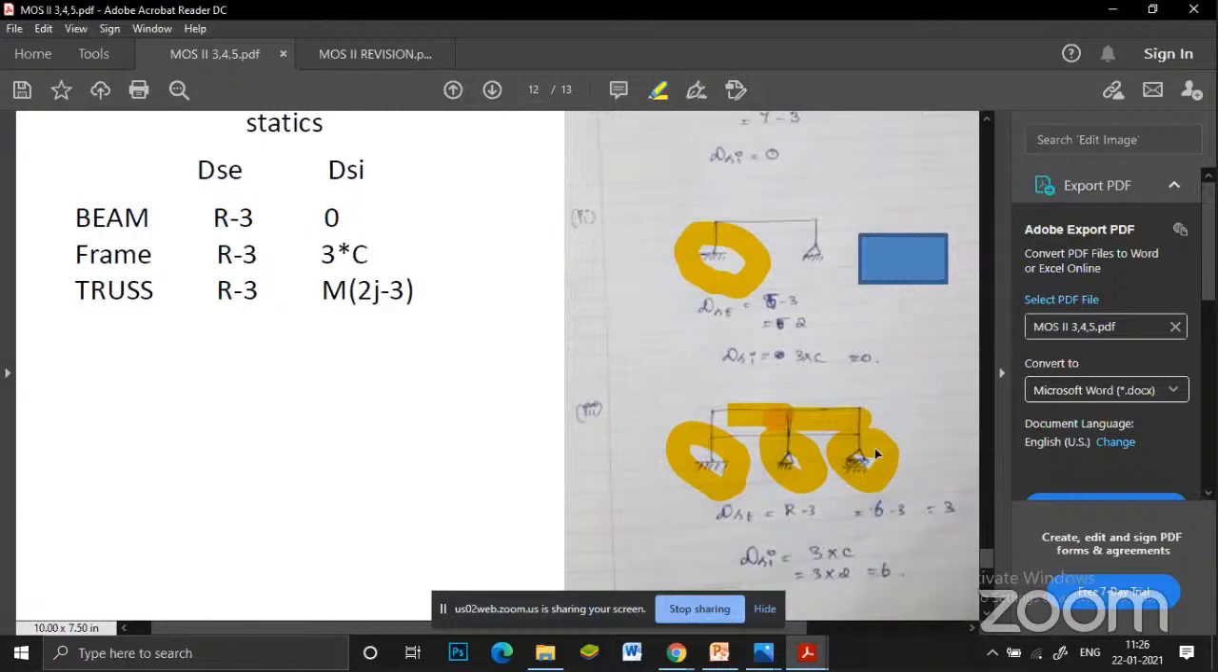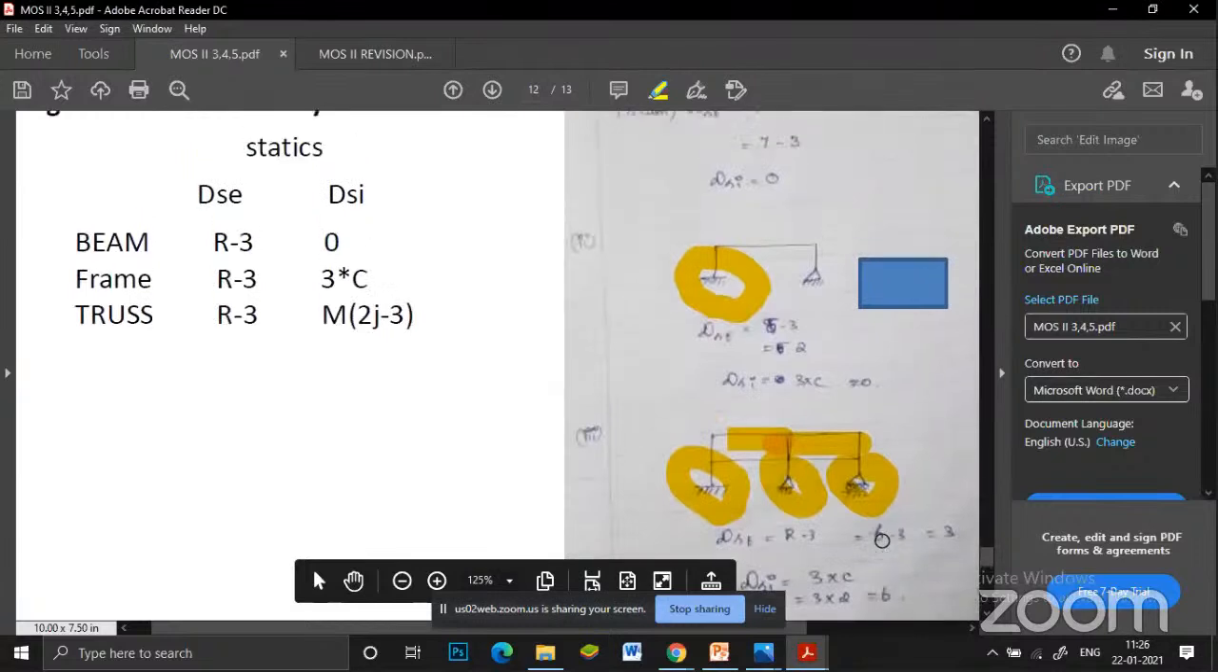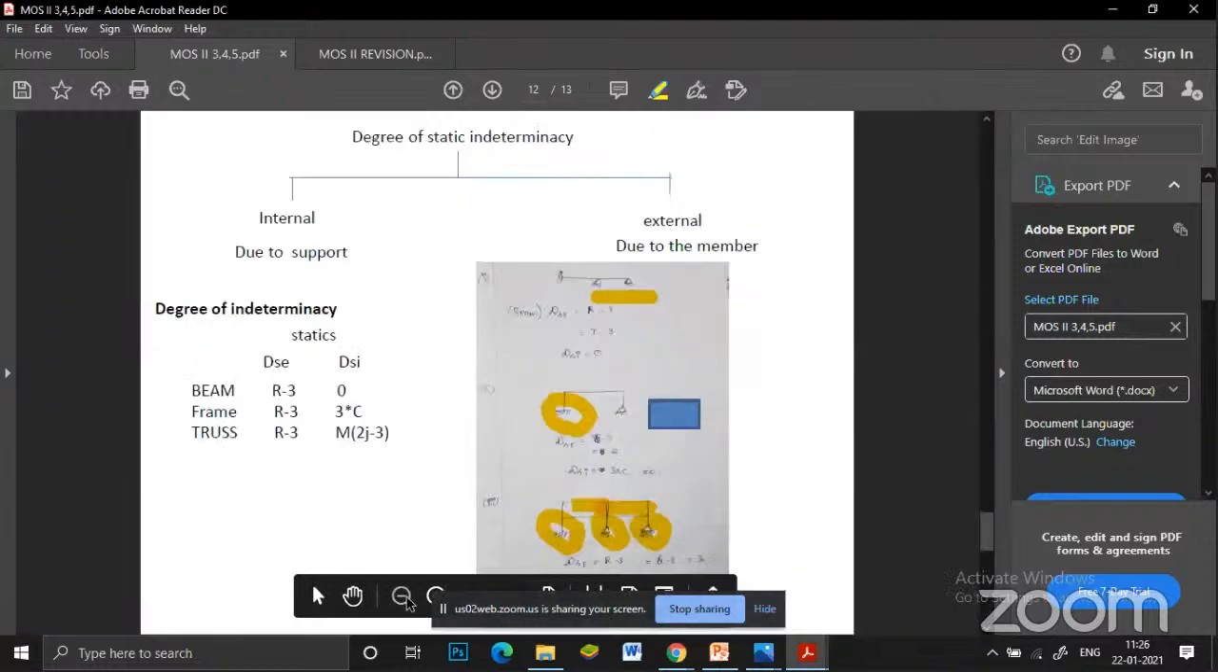Okay, so external is 6 minus 3. Here it is 3, here it is 2, and here it is 1. So 6 minus 3. Here there are 2 loops, so 3 into 2. That's it. This is the 5th lesson. You will get questions only like this. Very simple questions. Both the 5th lesson, 3rd lesson, 4th lesson, and also the first 2 lessons.